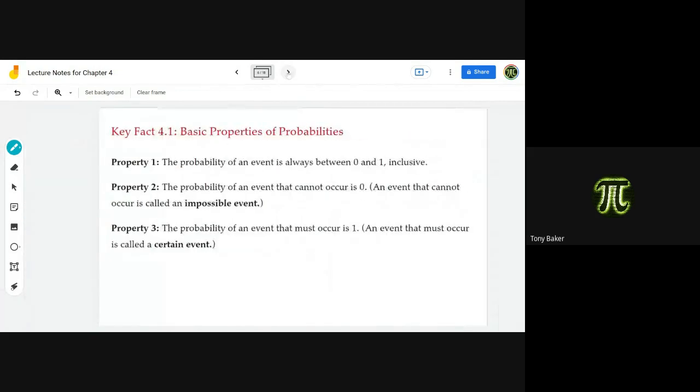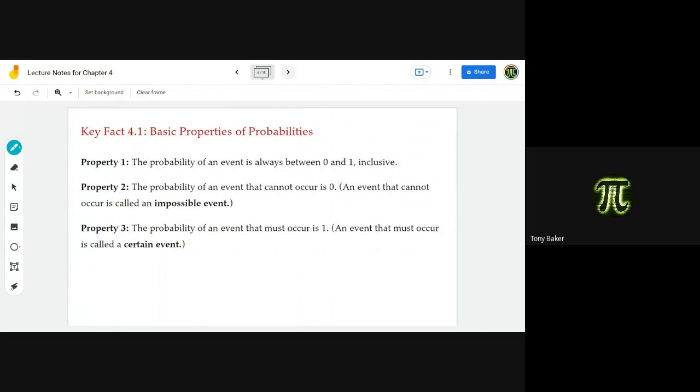All right. Let's look at a couple of properties of probability.